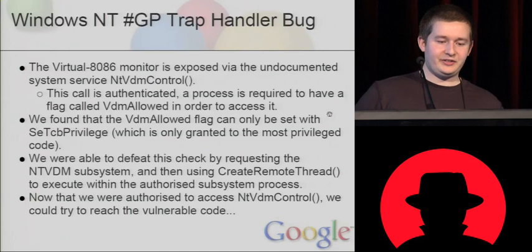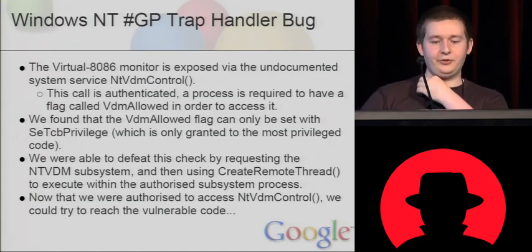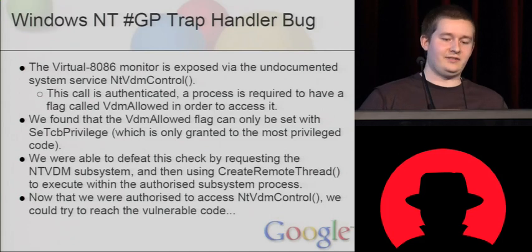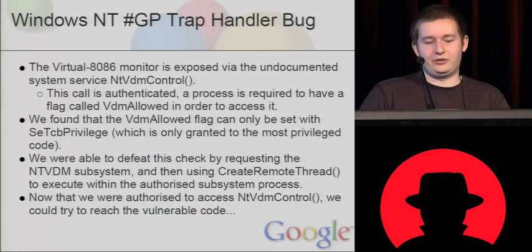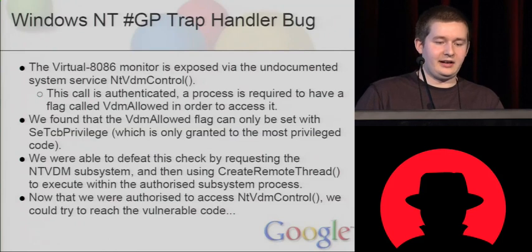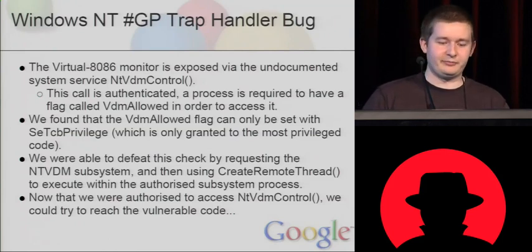So how do you interact with the virtual 8086 mode monitor? On Windows NT, it's an undocumented system service called NtVdmControl. It's authenticated. You're not allowed to access it unless you have a special flag in your EPROCESS structure called VdmAllowed. You can't set this flag unless you have SeTcbPrivilege, and you'll use something like, I think it's NtSetSystemInformation or SetProcessInformation, and you need SeTcbPrivilege.